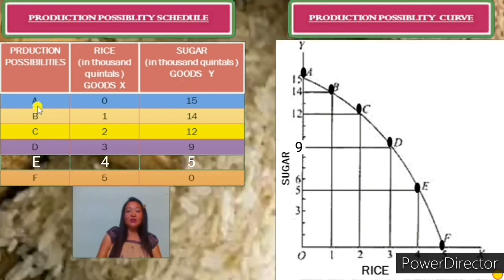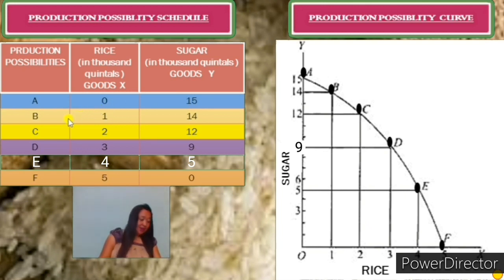Now according to the first possibility A, if you allocate all the resources in the production of sugar, then what happens? Your production of sugar will be 15 units. Since you have allocated all the resources in the production of sugar, the production of rice will be 0 because you have not allocated any resources here.